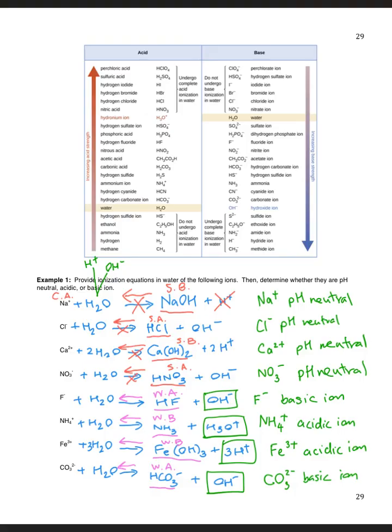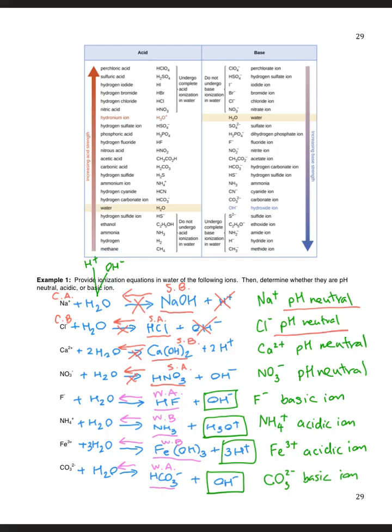Therefore, the conjugate acid will be pH neutral. And the conjugate base of a strong acid will also not produce hydroxide ions in the solution. Therefore, the conjugate base of the strong acid will be pH neutral.